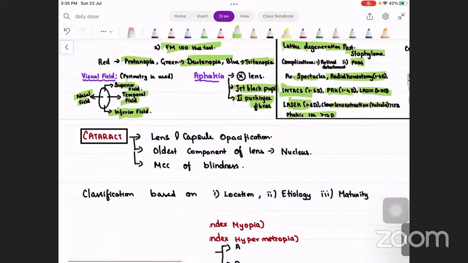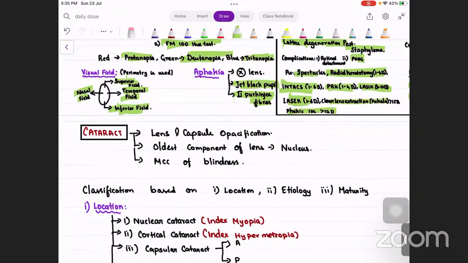ophthalmology, people. And speaking about the next important area, we have to see the cataract. So what is a cataract? Lens and the capsule undergoing opacification is so called cataract. The oldest component of lens is your nucleus, and cataract is the most common cause of blindness. We classify the cataract based upon three things: location, etiology, and maturity.